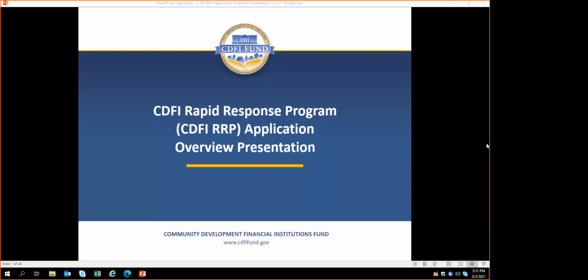If you go to our website, actually you can just go to cdfifund.gov/RRP. That'll take you to the page that is our repository for all of the application-related materials, and it's going to be one of the 9 documents listed on that page. Terrific. Okay, thank you very much.